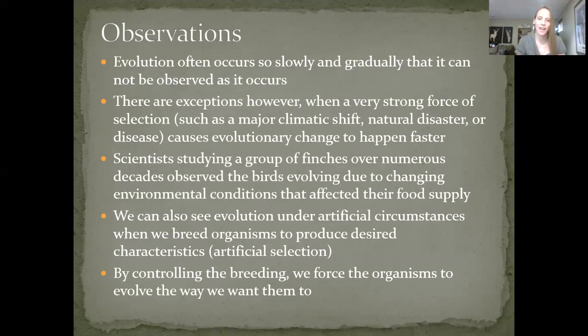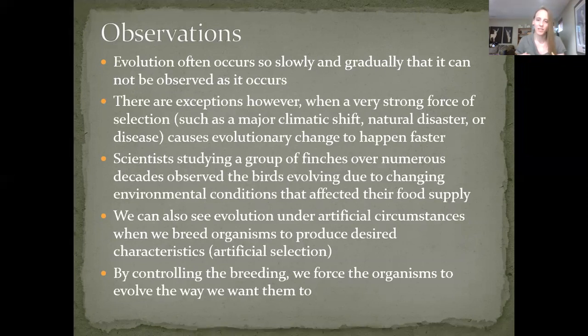So scientists have been studying a group of finches over, I think, like 6 or 7 decades now. And anytime the environment there shifted really dramatically and it affected their food supply, these scientists actually observed the birds evolving, usually changes in their beak. So their beak size or shape would change based on the availability of food, which was based on the climate shifting. We can also see evolution under artificial circumstances.